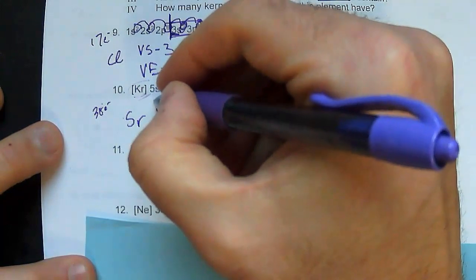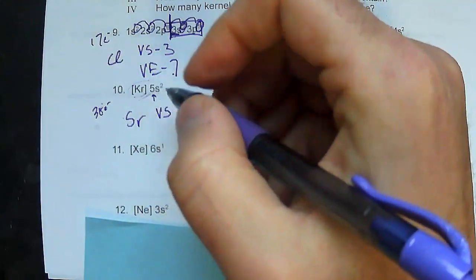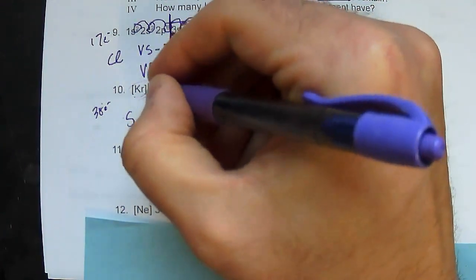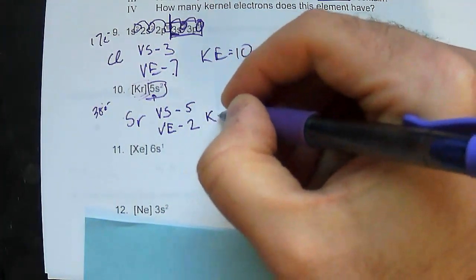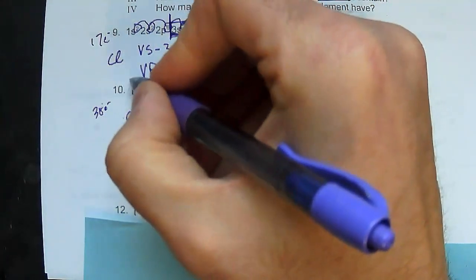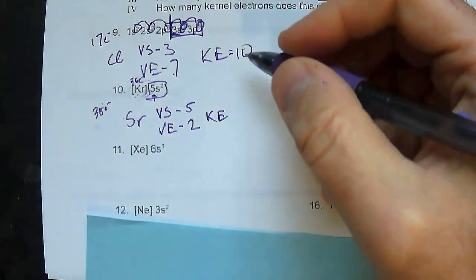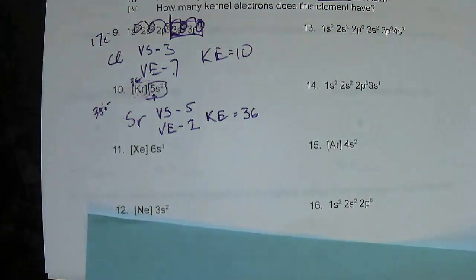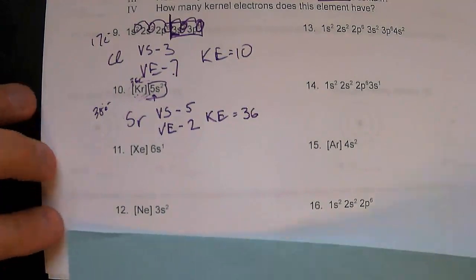So the valence shell, there's only one thing that's outside the noble gas. So that's 5, and the number of valence electrons is in this, so that's going to be 2. And then the kernel electrons is the rest. We know that krypton represents 36 electrons, or you could subtract 2 from 38, and we get 36 kernel electrons. Okay, so now for question 11, xenon 6s1.